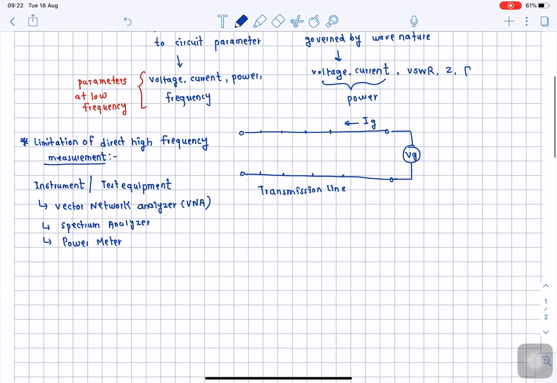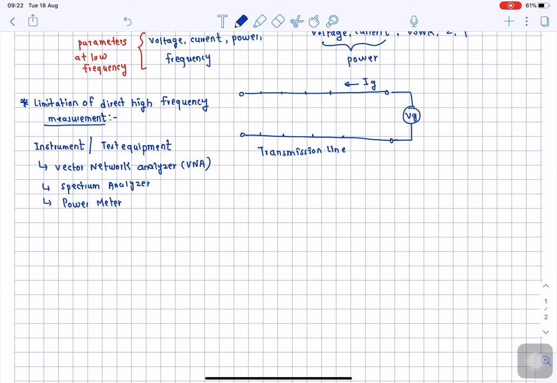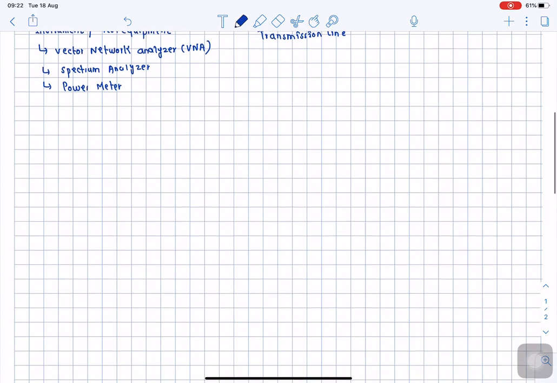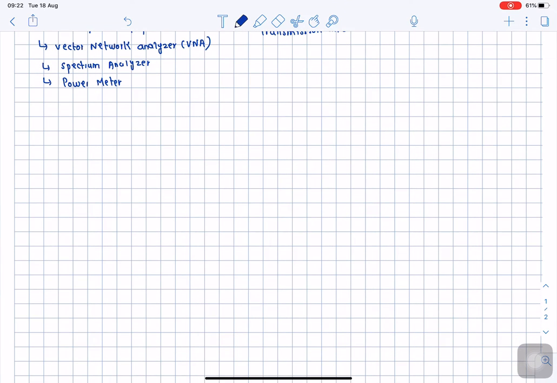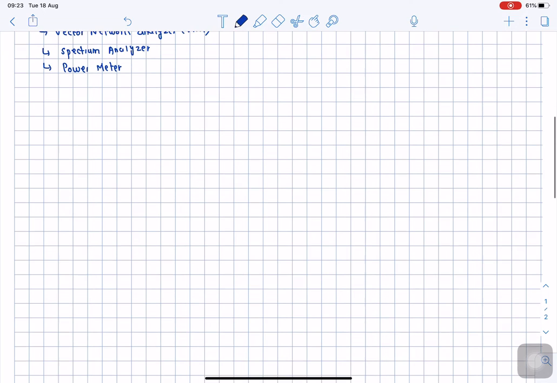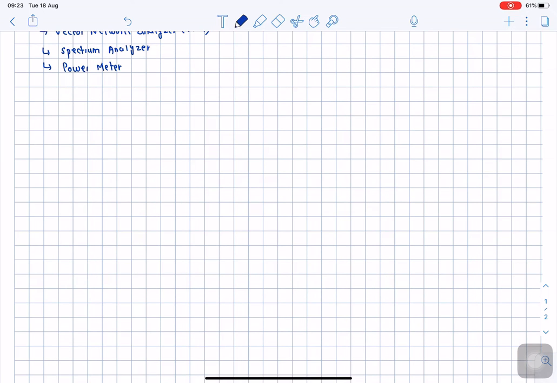So with this introduction to microwave measurement, let us start with the measurement of the first parameter related to the microwave. The first parameter that we are going to see, theoretically and as a procedure, is the measurement of voltage standing wave ratio. So we will start with this first parameter.